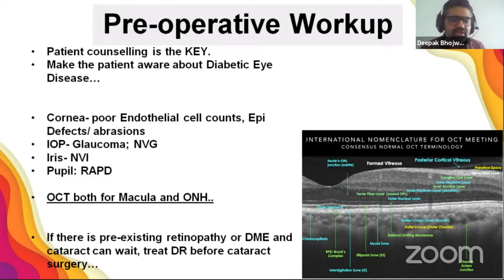It's very important that if there is any pre-existing retinopathy or diabetic macular edema and there is no visually significant cataract, we have to treat the diabetic retinopathy, the retina, first before you perform a cataract surgery.